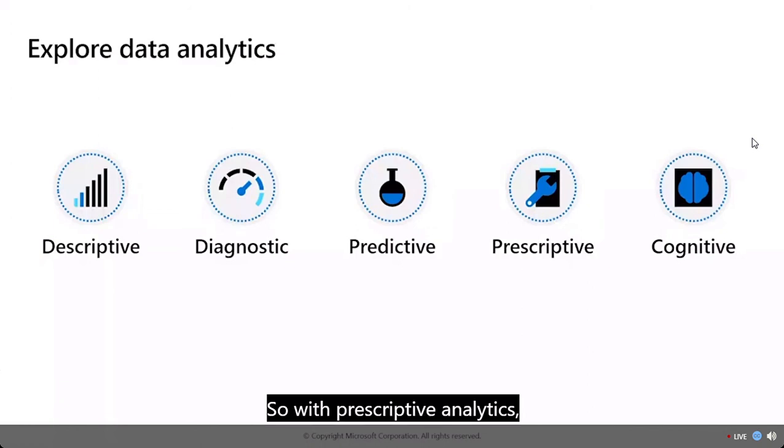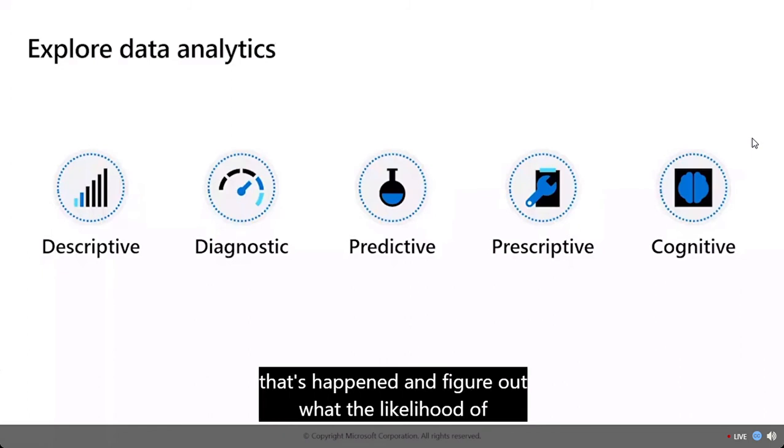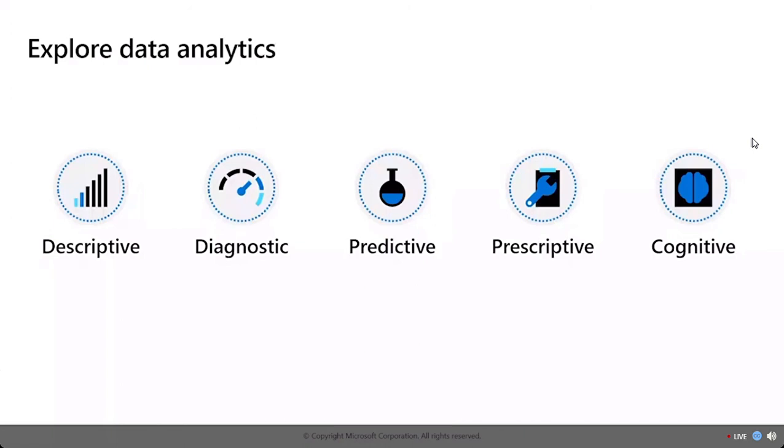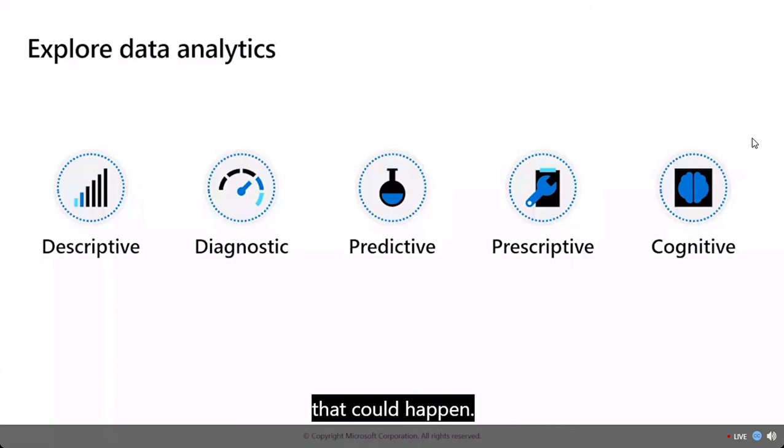With prescriptive analytics, we can rely on machine learning strategies to find patterns in a large data set. And we can also analyze past decisions and events that have happened and figure out the likelihood of them happening again, or the likelihood of different outcomes that could happen.